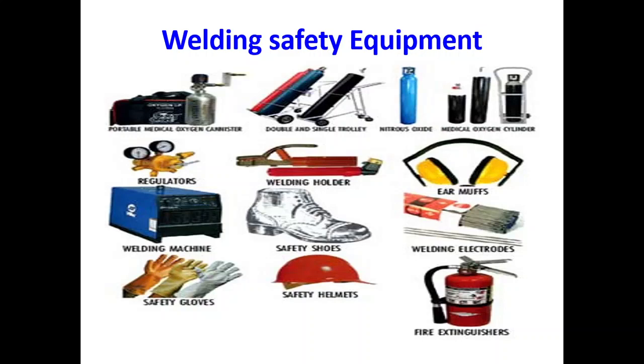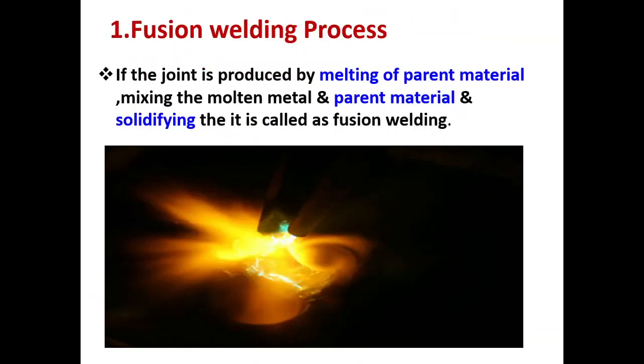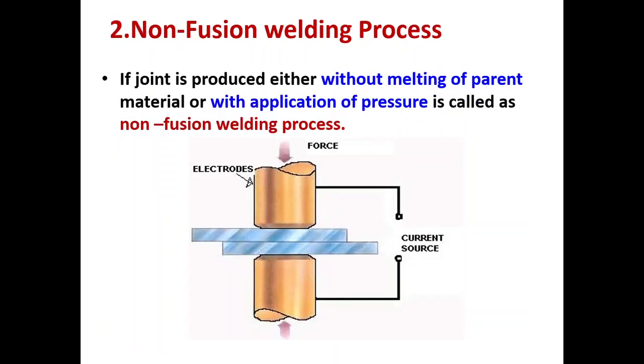There are different types of welding process, but the major two types are fusion welding process and non-fusion welding process. So in fusion welding process, you can see that heat is used to melt the metal which is to be joined, and filler metal is generally used to add the metal and to facilitate the process and give strength to the welded joint. Okay, and next, the non-fusion welding process. If the joint is produced either without melting of parent material or with application of pressure, it is called a non-fusion welding process.